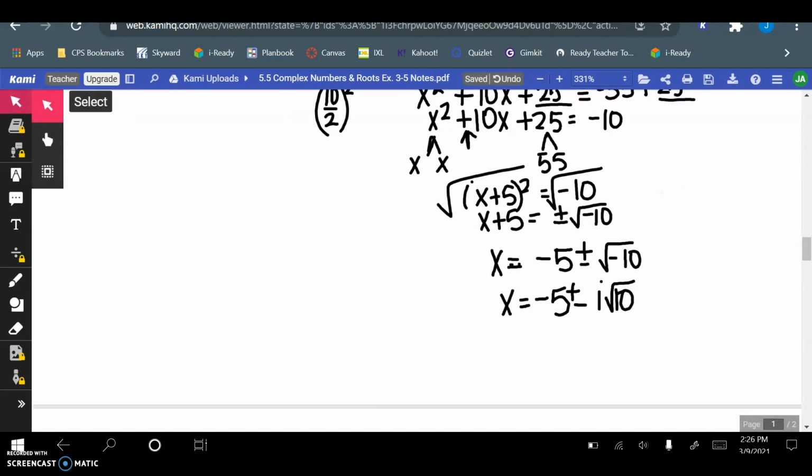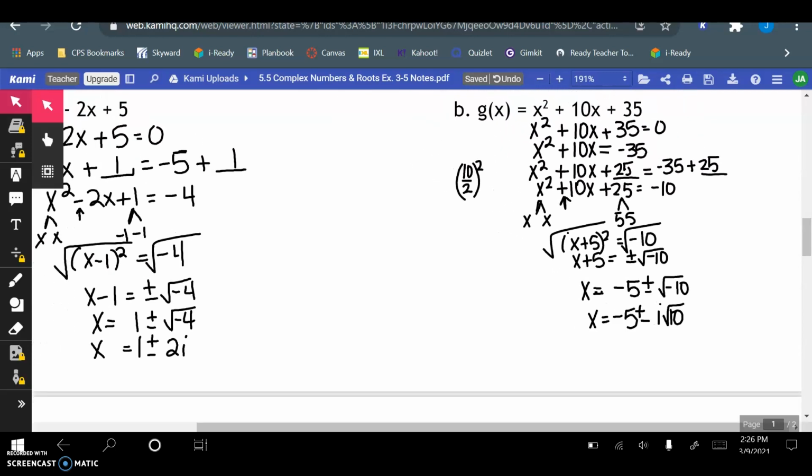So all of it's pretty much the same as stuff that we've been doing, except for at the bottom we have to simplify out that imaginary number.